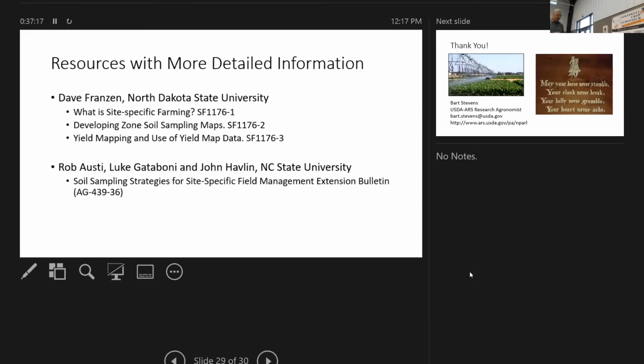As I mentioned, resources are available for better and more detailed information than what I've given you. These are a couple of those resources. I printed copies of Dave Franzen's three for you. You can come and take a glance at them. I was selfish and didn't print any out for you, so I'm sorry about that. And if you get online at North Carolina State University, you should be able to find that one as well. I found it this morning, so it was still there this morning.